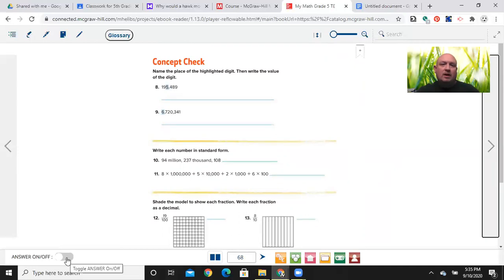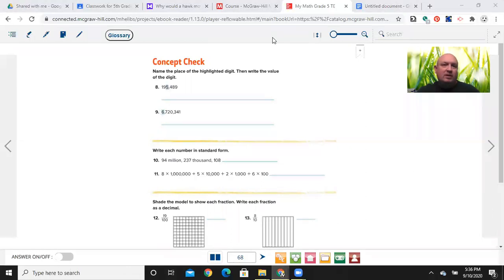Welcome back. Let's look at this one, number 5, or sorry, number 8. The 5 is in the thousands place, so that is worth 5,000. The 6 is highlighted. It is in the millions place, so it's 6 times a million, 6 million. This one, I'm going to go ahead and grab my annotation tool. If you're wondering why I didn't just turn the answers on, it's because I didn't want to give you 12 and 13 as a freebie. So I want to make sure you can actually do this.